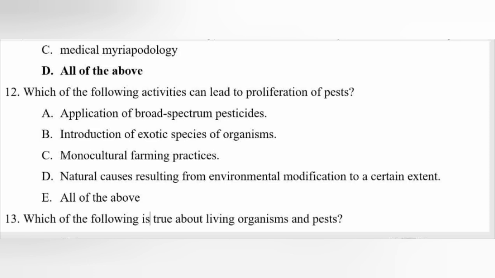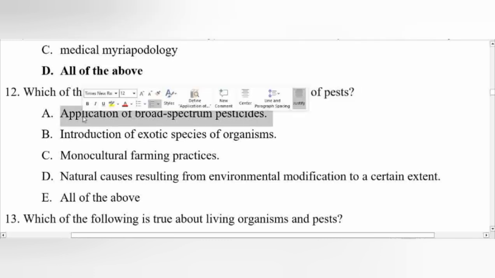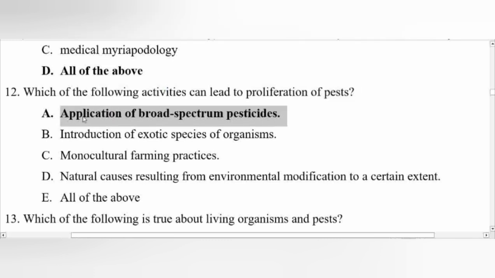All right, so all of the above has appeared here again. Now let's see if any of the above can lead to proliferation of pests. Application of broad spectrum pesticides. Yes, this is one way human activities lead to proliferation of pests.